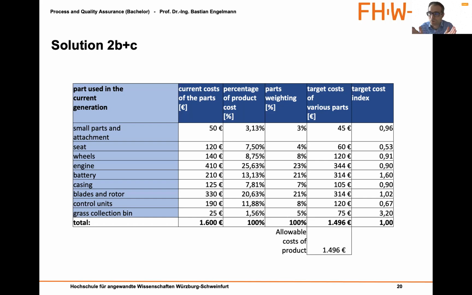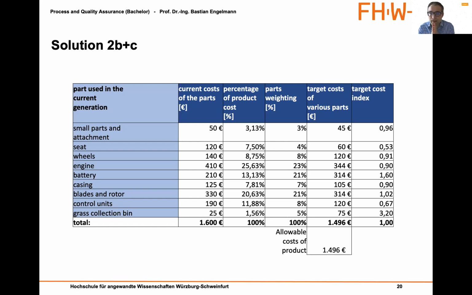That's it. This is simply target costing, and now you maybe understand what I mean with distributing the gap onto the different components. Here in this column, we have our target costs we need to achieve on the components. And this is what target costing is all about.